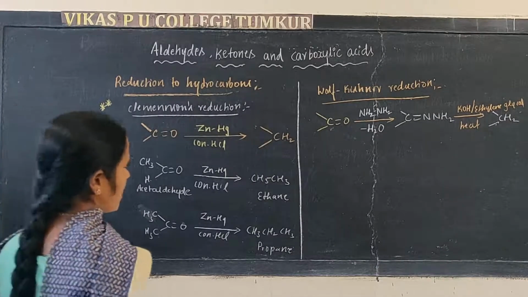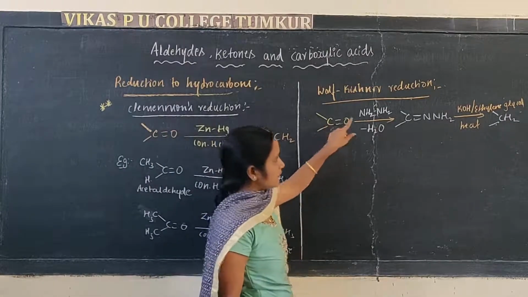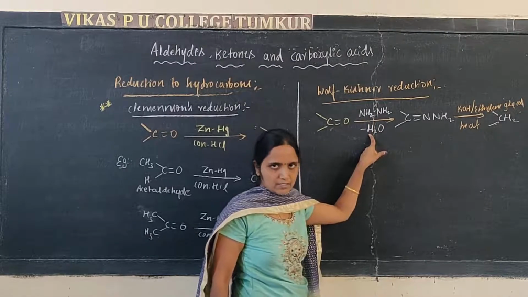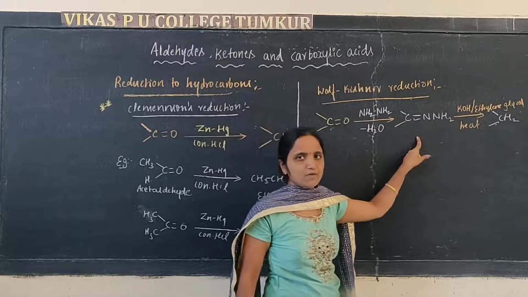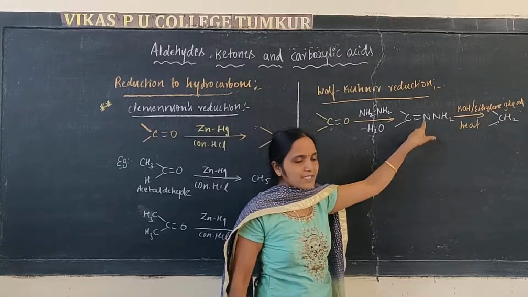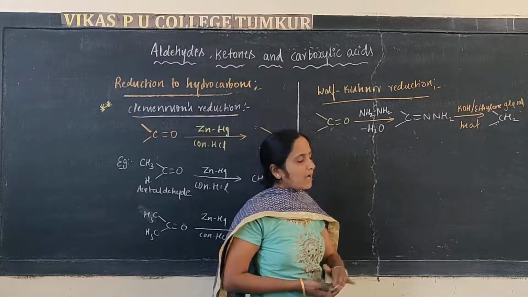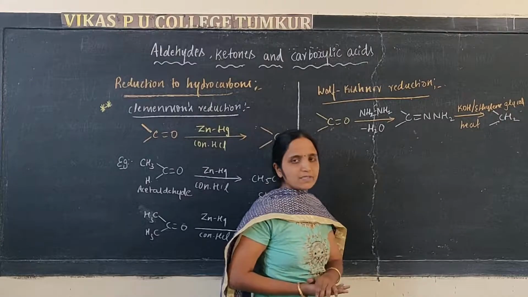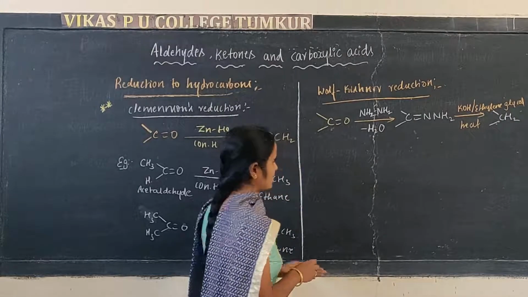In this, what happens? Either an aldehyde or a ketone is treated with hydrazine. With removal of an H2O molecule, it forms the respective hydrazone. These are heated with KOH, that is potassium hydroxide, in ethylene glycol to get the respective hydrocarbon. We will take an example for this.